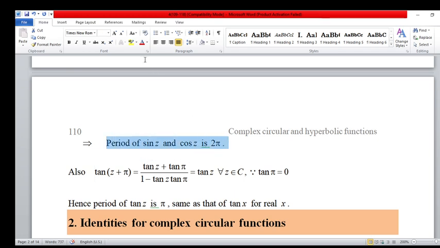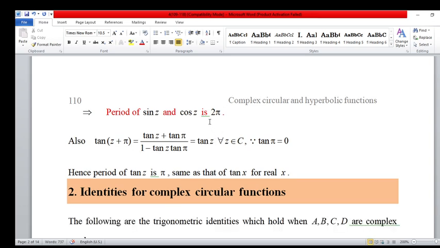This is the important line. So again colored here. This is important for the purpose of the objective. Here also tan(z + π). Here we take not 2π, this is π. So apply here the tan(a + b) formula.